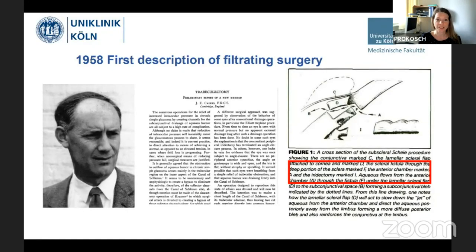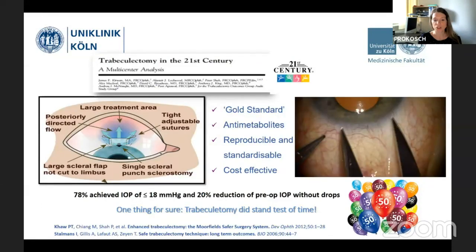And if we talk about this, this was the slide showing that trabeculectomy has stood the test of time, because it celebrated its 50th birthday some years ago. And it's still available in the 21st century. There have been big multi-center trials and analyses testing the effect of it. And it's still, let's say, the gold standard for glaucoma surgery. It's been enhanced by the use of anti-metabolites. It's reproducible and standardizable. It's cost effective.